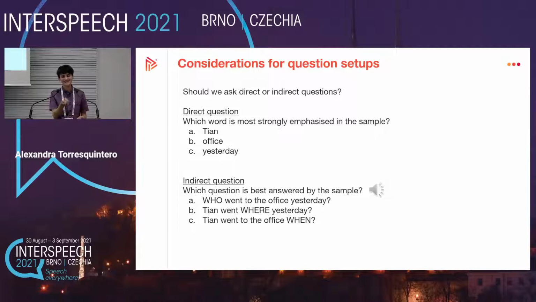The user plays the sound file again. "Tian went to the office yesterday." And hopefully, in this case, they would see that question B, "Tian went where yesterday?", is the question that is best answered by that sample.